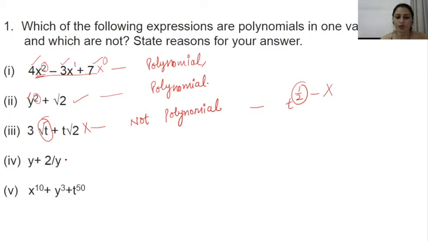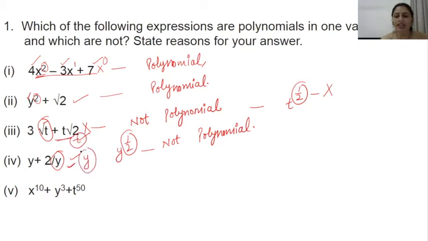Fourth, y plus 2 root of y. Again, root of y, that means y raised to power 1 by 2, is not a whole number, so it is not a polynomial. But these are expressions with one variable. In the third, we have t as the one variable, and in the fourth expression, we have y, which is only one variable. Now we will discuss the fifth expression, that is x raised to power 10, y raised to power 3, and t raised to power 50.